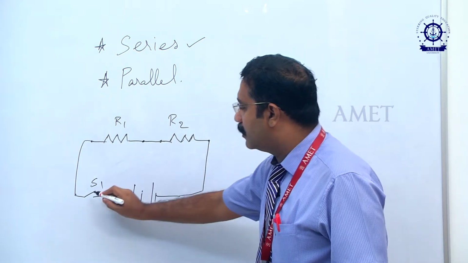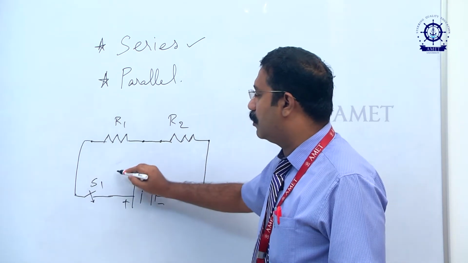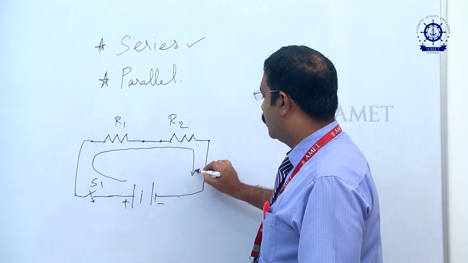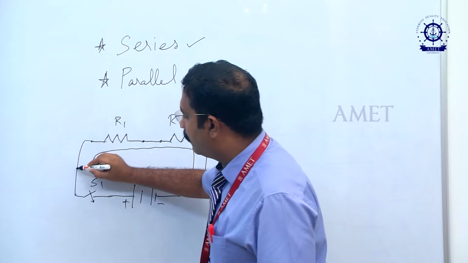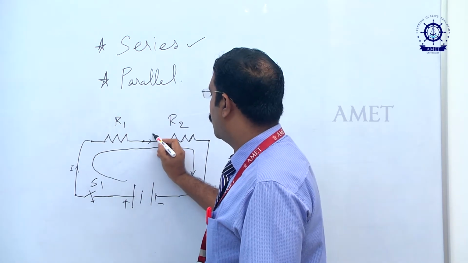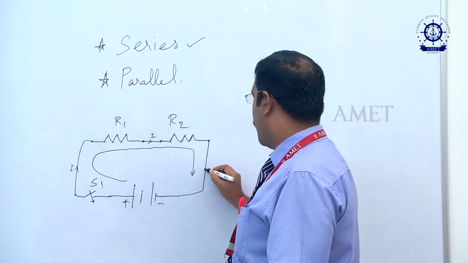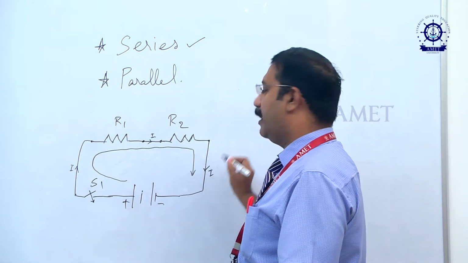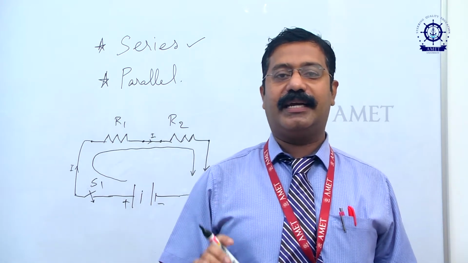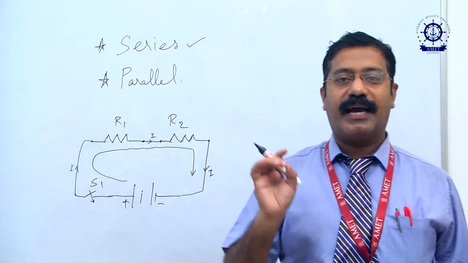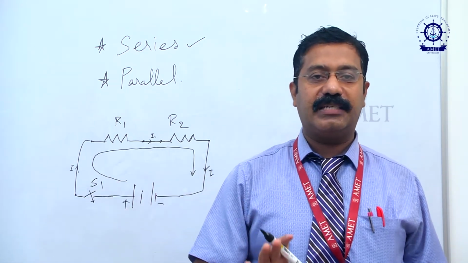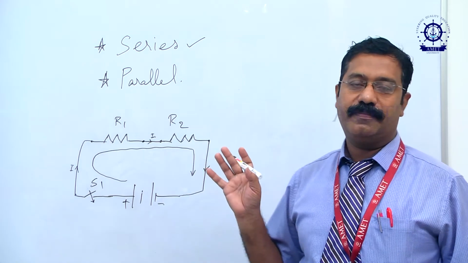Therefore, if the switch S1 is closed, the current will be flowing through the whole circuit. If the current here is I, then at this junction also the current will be I, at this point also the current will be I. That means if the circuit is connected in series, then current will be the same. Current will not change in case of a series connection.